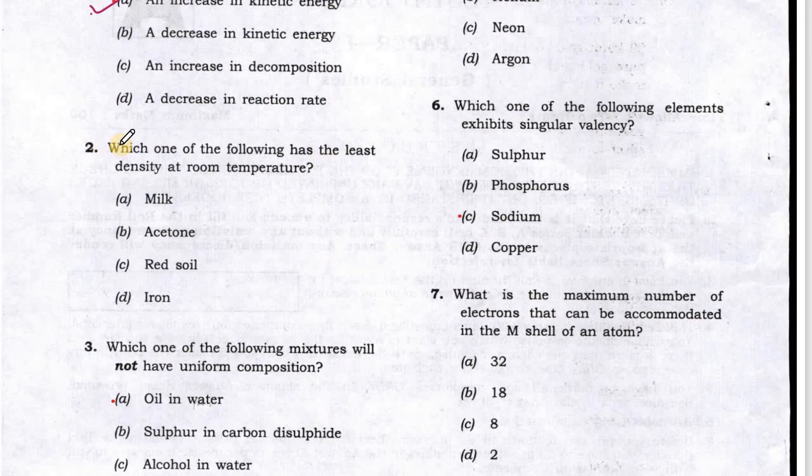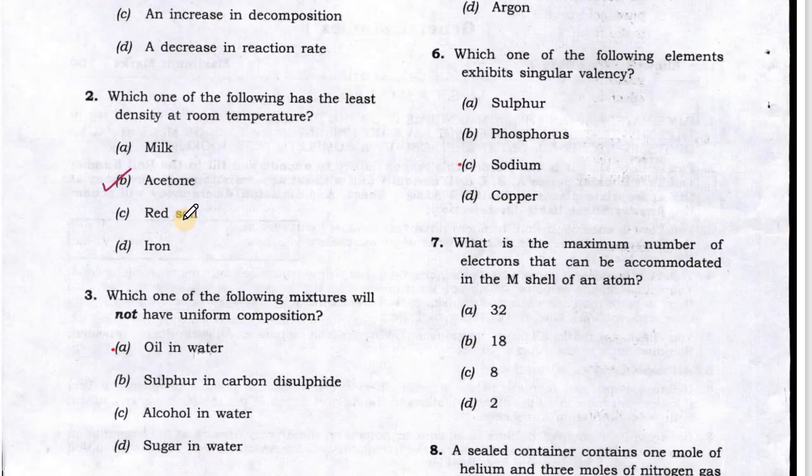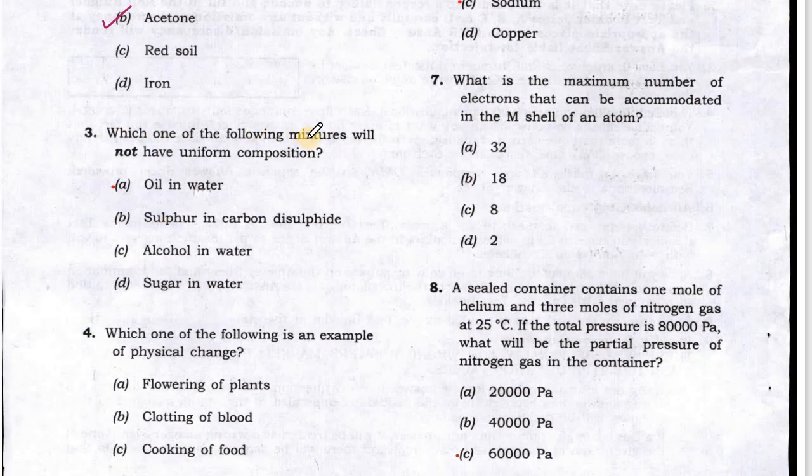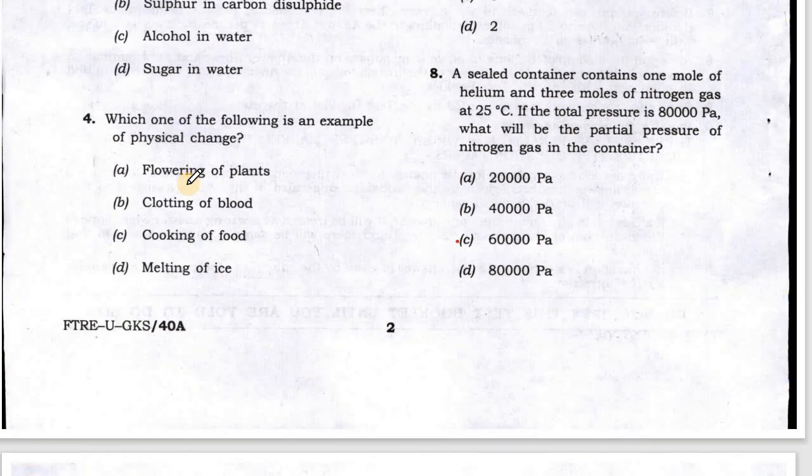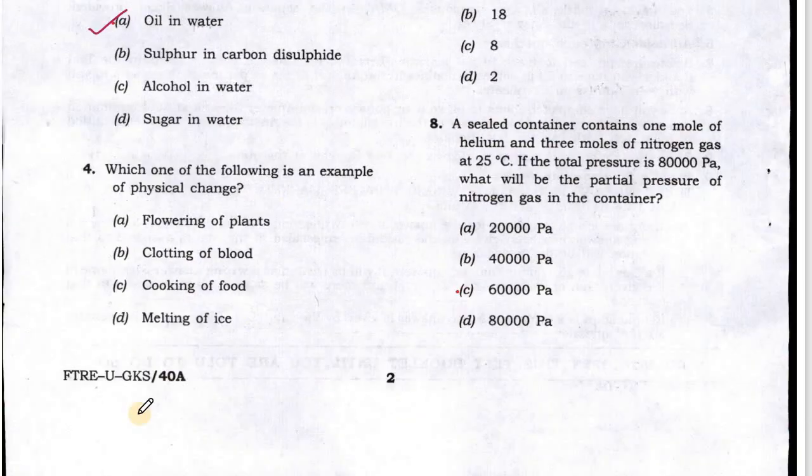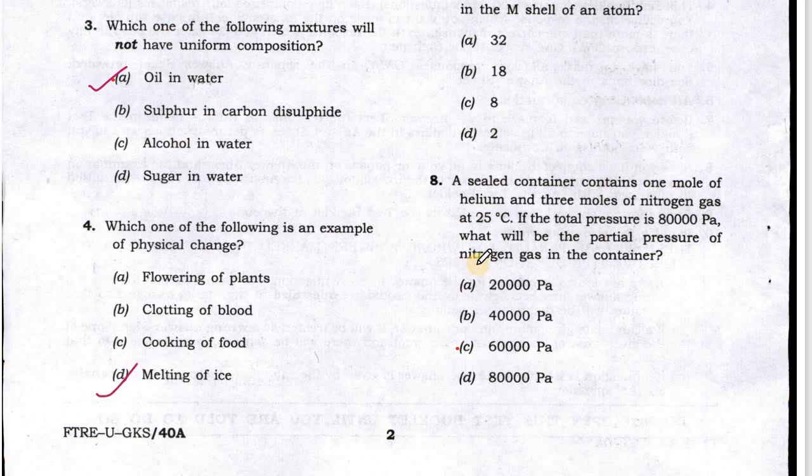Second question is which of the following has the least density at room temperature? So this is the acetone, so B will be the answer. Next is which of the following mixtures will not have uniform composition? So A will be the answer, oil and water. Then which is the example of physical change? So this is the melting ice.